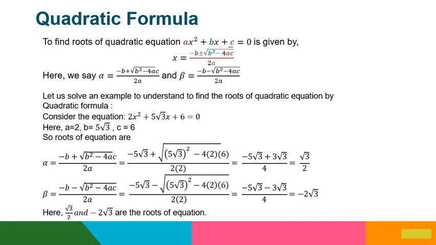Here also consider the equation 2x square plus 5 root 3 x plus 6. Now compare the equation with ax square plus bx plus c is equal to 0. Here a is equal to 2, b is equal to 5 root 3 and c is equal to 6. Now put the values one time by only adding and a second time by subtracting. When we solve this, we get both the roots. So it is the simplest way to find the roots of the quadratic equation.